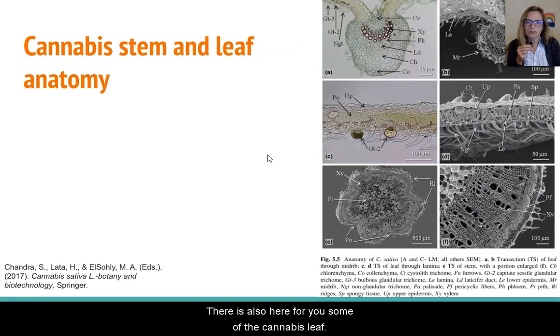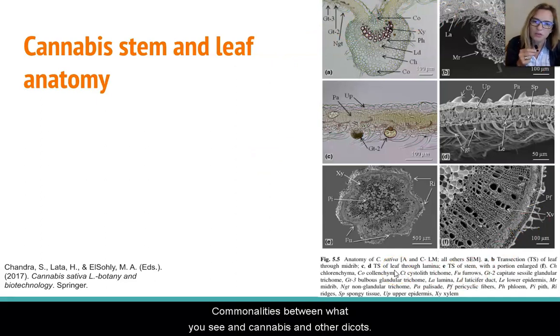There's also here for you some of the cannabis leaf and stem anatomy that you can use while you're reading in your book. It could be helpful to have this also open so that you can compare the two, and you're going to see a lot of commonalities between what you see in cannabis and other dicots.